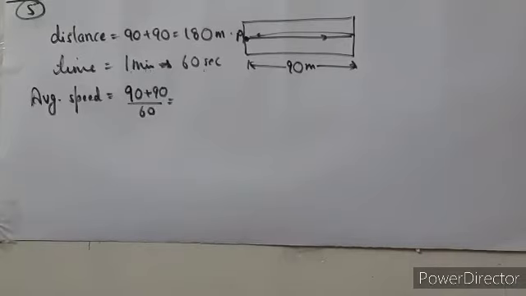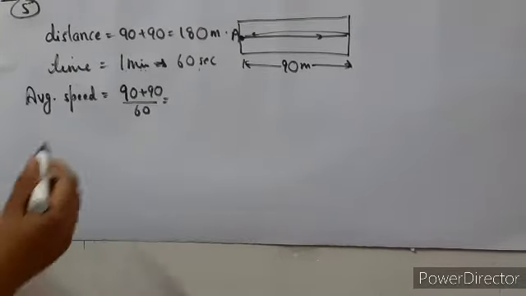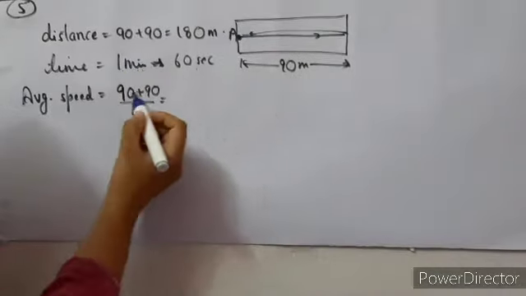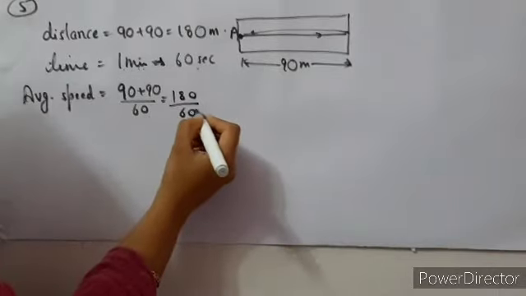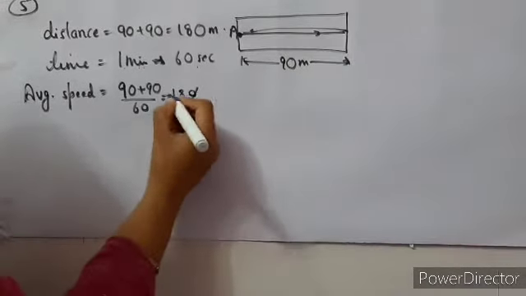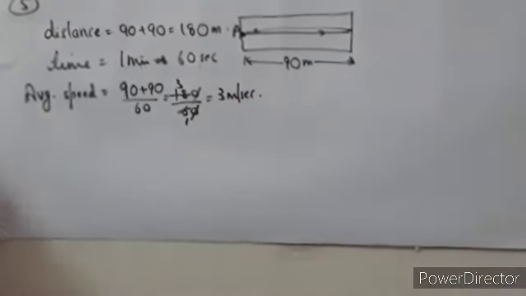First they are saying find out the average speed. Average speed is total distance over total time. So the total distance over here is 90 plus 90 and time is 60. So 180 over 60. 0, 0 cancel. 6 1s are 6, 6 3s are 18. So it is 3 meter per second.